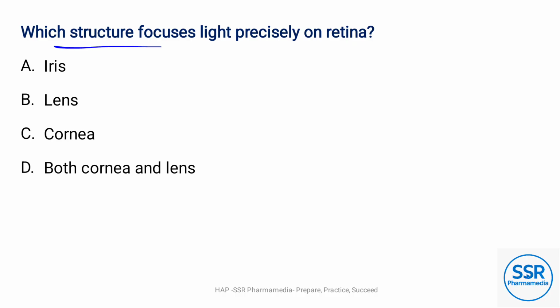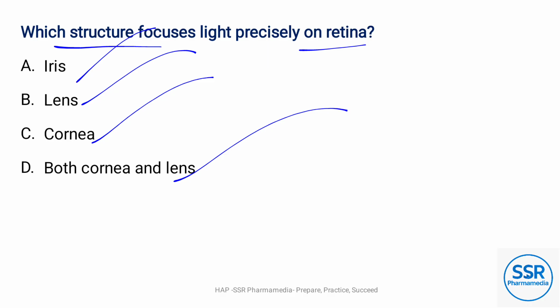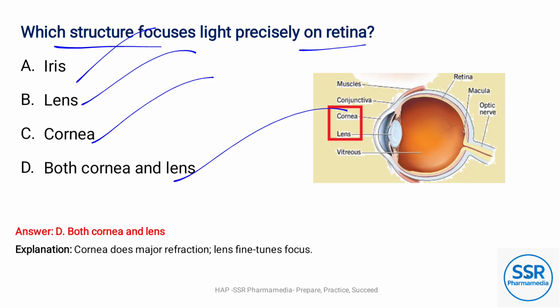Which structure focuses light precisely on the retina? Option A iris, option B lens, option C cornea, option D both cornea and lens. So the answer is option D, both cornea and lens. The cornea does the major refraction, and the lens fine-tunes for focus. So both.